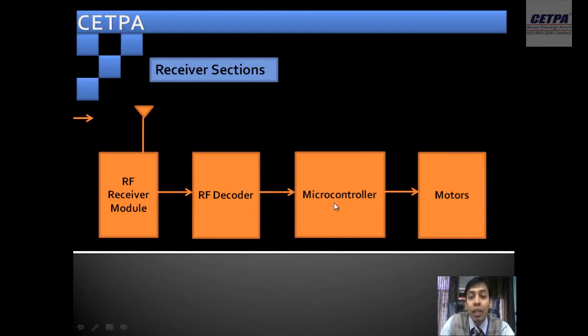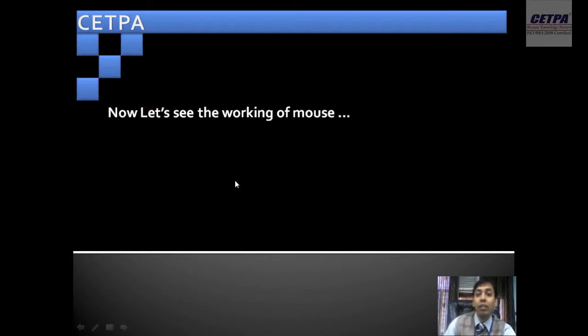If we press W, it will control the motor so that the robo mouse moves forward. If we press S, the robo mouse comes backward, and accordingly A or D. If we press space, the robo mouse will stop. Now let's see the working of the mouse.